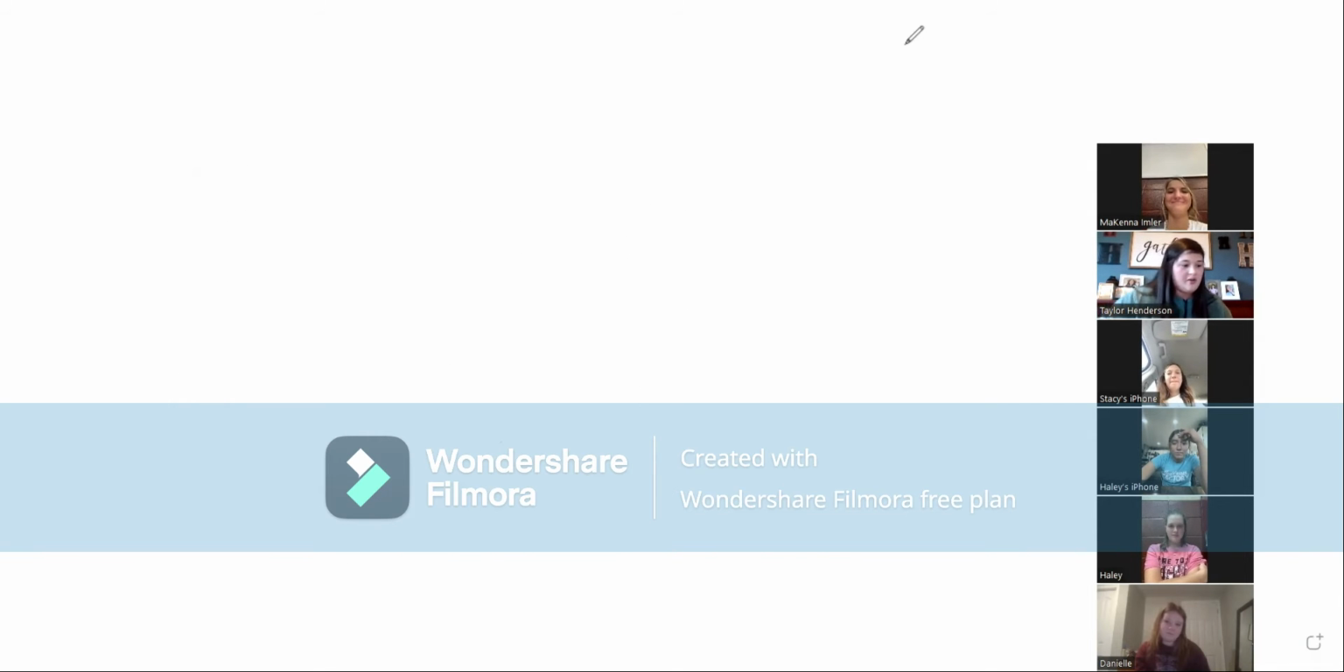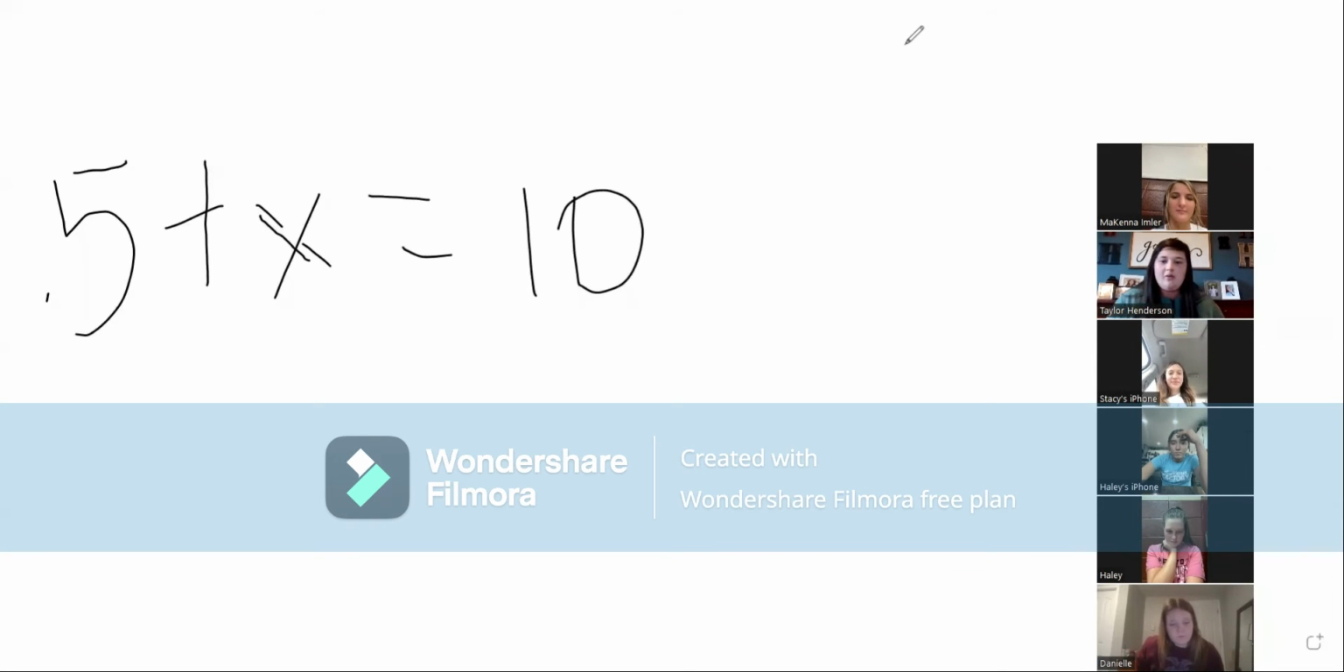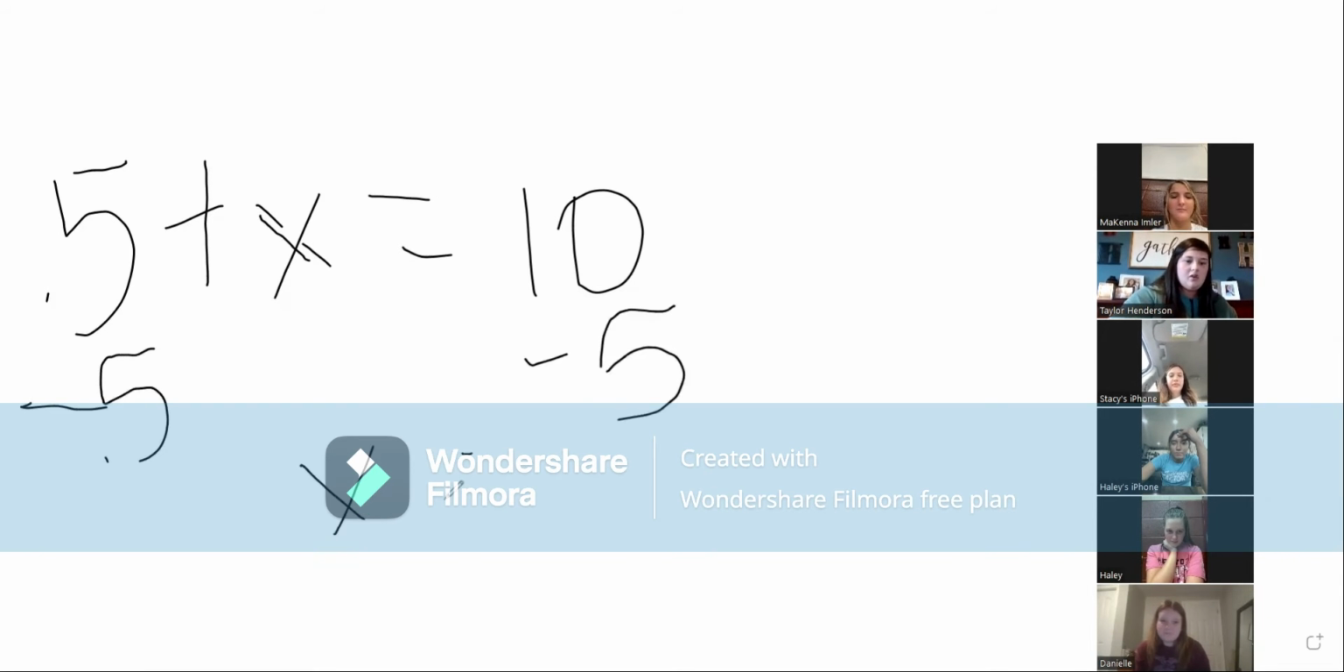Okay, so let's do another one. Here's an easier one: 5 plus x equals 10. What is the first thing we need to do to get x by itself? Subtract 5 from both sides. So now x equals 5.